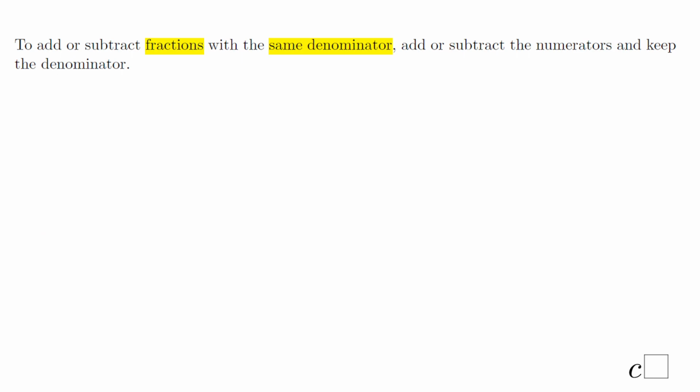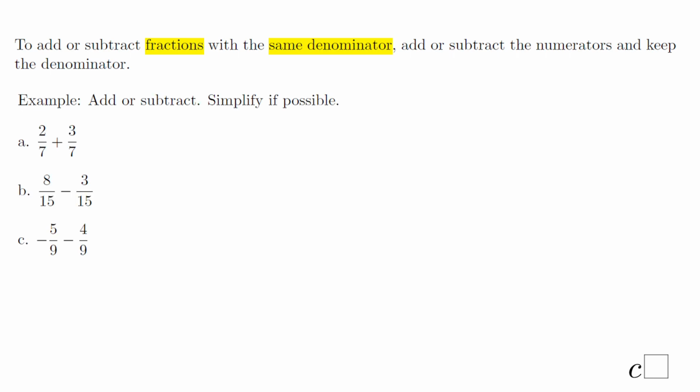We can add and subtract fractions. So now we move to rational numbers with the same denominator. Add or subtract the numerator, keep the denominator. So on this example A, we notice we have the same denominator, 7. Keep it, add the numerator, 2 plus 3, and that will be 5. 5 over 7 is the final answer.